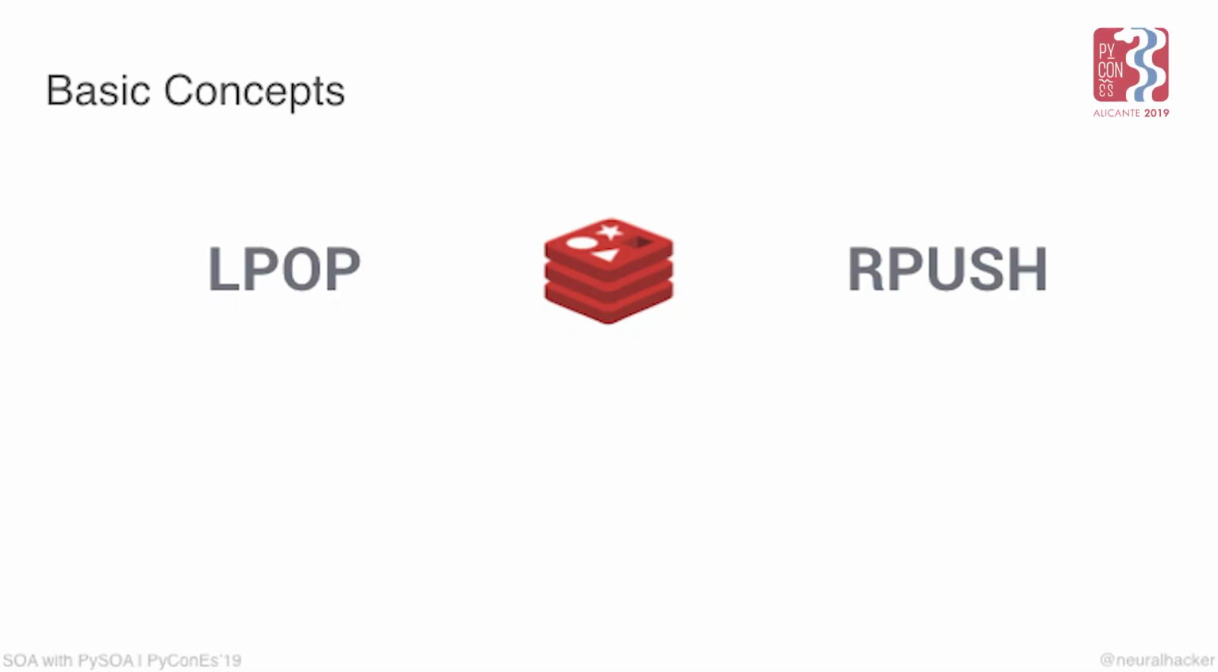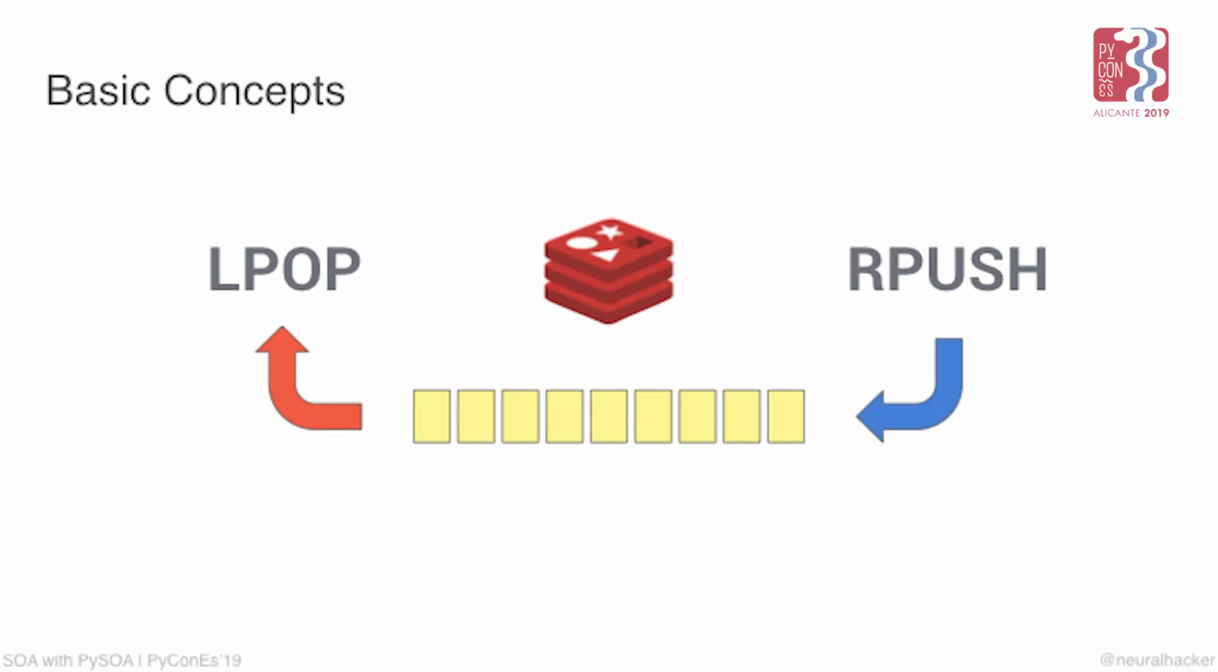And it's based on basically managing lists with Redis. We have these two methods in Redis, which are rpush and lpop. This is for managing lists in Redis, and we use it as a queue for the messages in PySOA. You can see rpush is going to push values to the right of the list, and lpop is going to get those elements out of the list from the left.